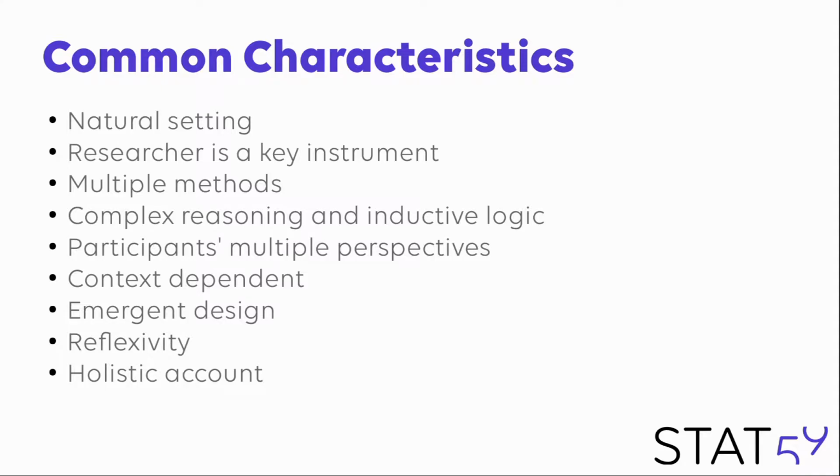Although we're going to discuss 5 different methodologies for qualitative studies, they all share some common characteristics. One is the natural setting. In these studies, the researcher is a key instrument rather than being a passive observer. They use multiple types of methods, and they involve complex reasoning and inductive logic. The participants may have multiple perspectives, they're context dependent, and often follow an emergent design where the methodology is developed during the process. They're reflexive, and they take into account a holistic account.